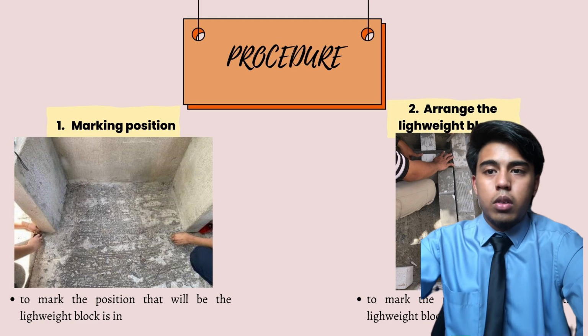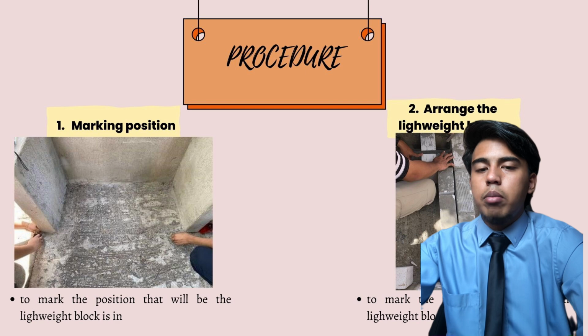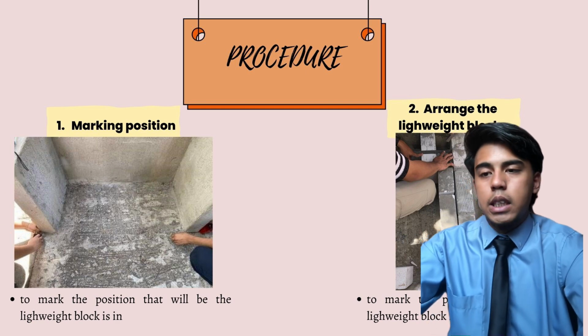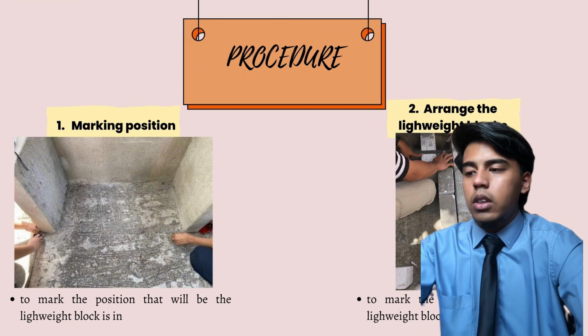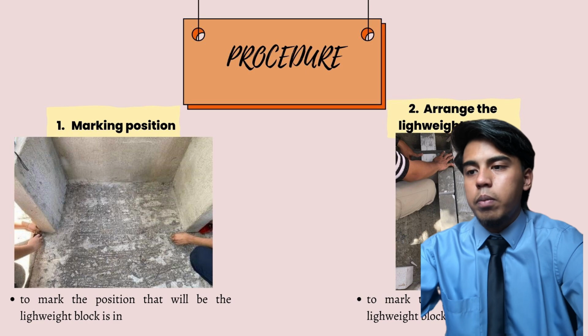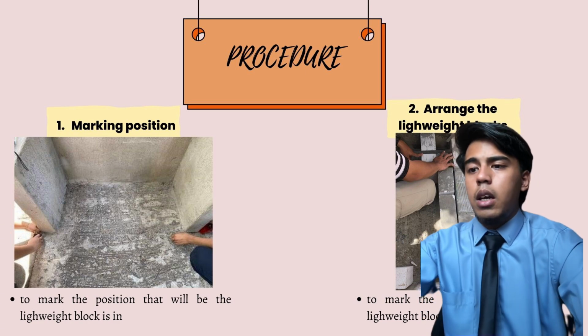Now we move on to the procedure. First is marking position. Before we stick the block to the floor, we must make a marking using the line marking set, or better known as mark tau. This is to mark the position where the lightweight block will be.